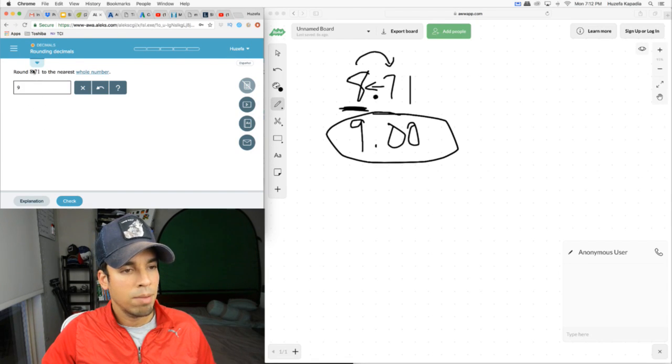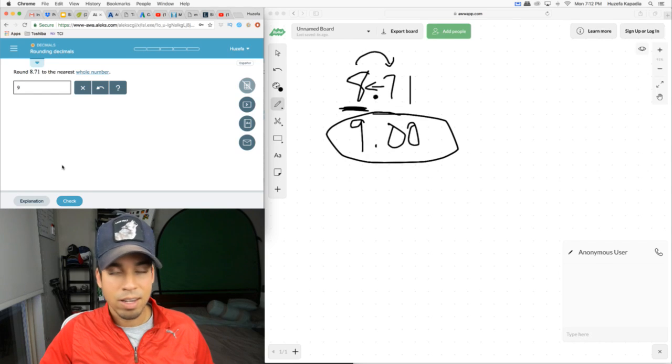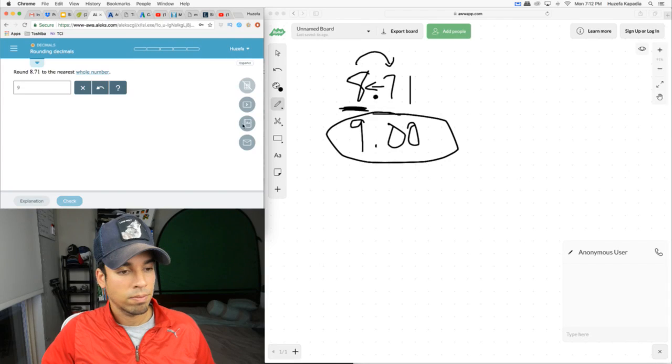And it makes sense too, because 8.71 can either go up to 9 or down to 8. What is it closer to? It's closer to 9. So that's why we do it.